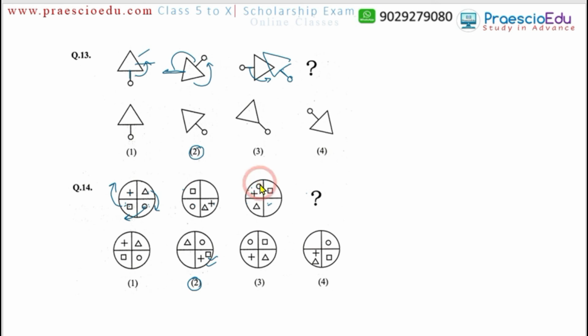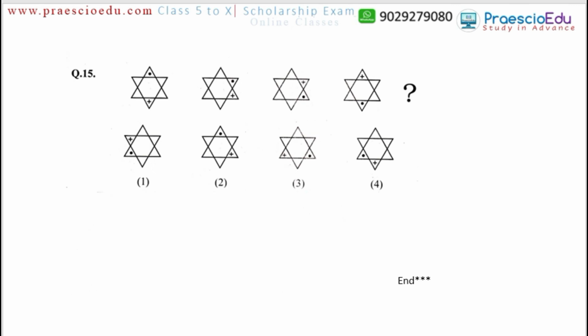After this one this circle will come to this quarter, the same as option number 2, and this triangle will come in this position, in this quarter. So option number 2 must be there, as per this pattern. The square, triangle and circle are moving in a clockwise direction, but this plus sign moves either in this quarter or in this quarter, only in these two quarters. Now question number 15.